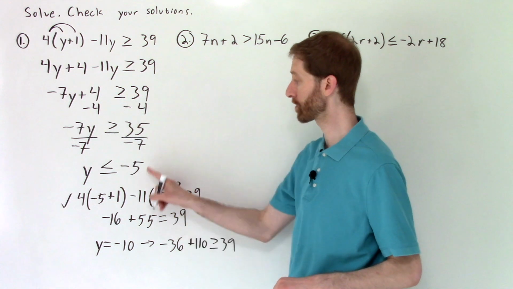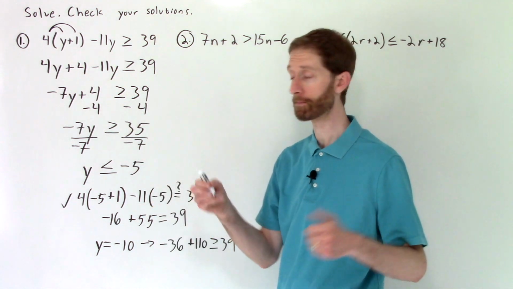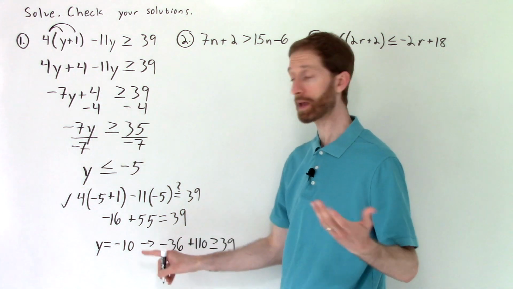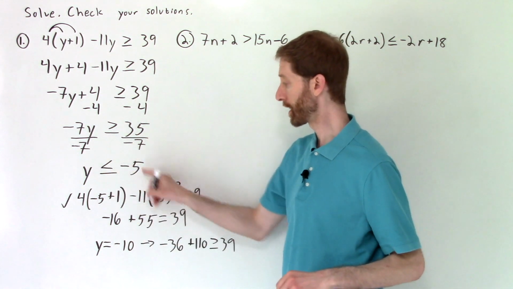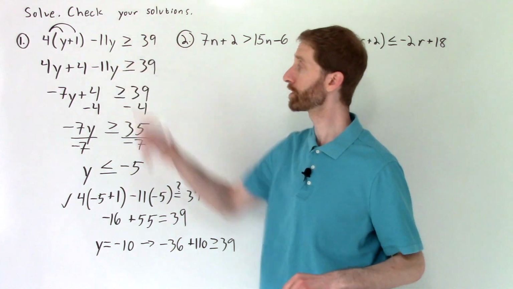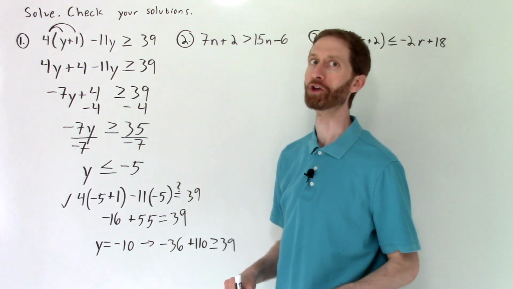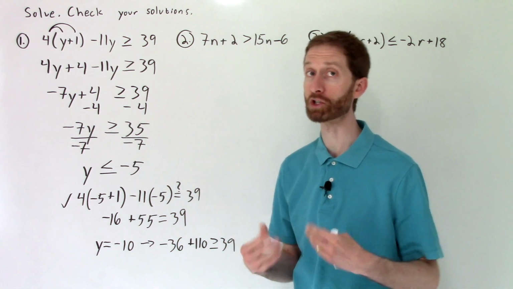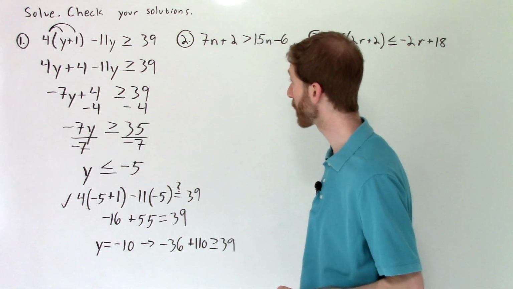So we've checked to make sure that negative 5 is the correct boundary, and that the inequality sign is facing the correct direction by picking a number that is less than or equal to negative 5 that makes the original inequality true. Sweet. Okay, so in the next 2 problems, I'm not going to go over how to check. I'm just going to go over how to solve them. You've got how to check it right here.